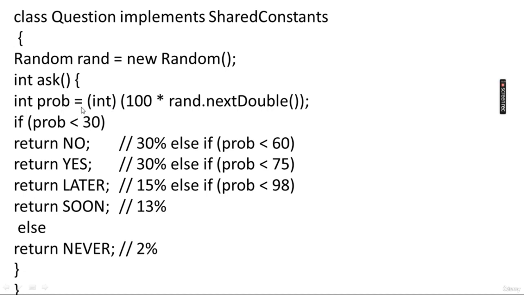If prob is less than 30, return no, that is 30%. Else if prob is less than 60, return yes. If prob is generated as less than 75, it will return later. If it is less than 98, it will return soon. And lastly, it is 2% for never.